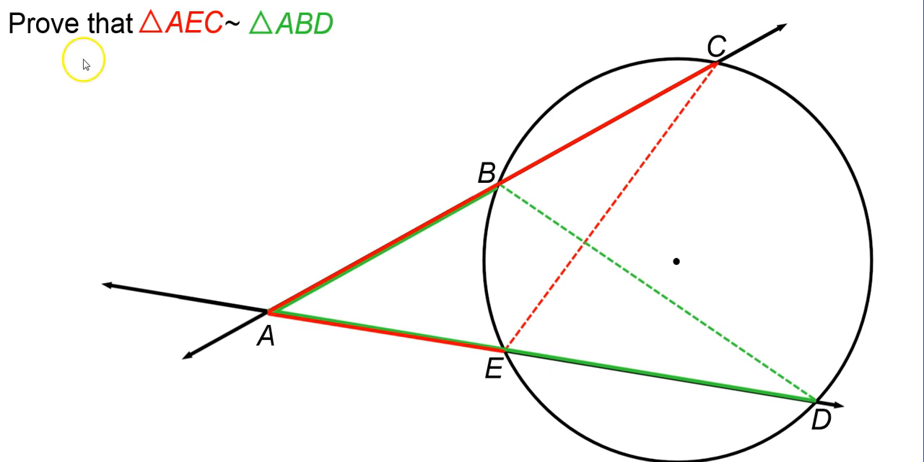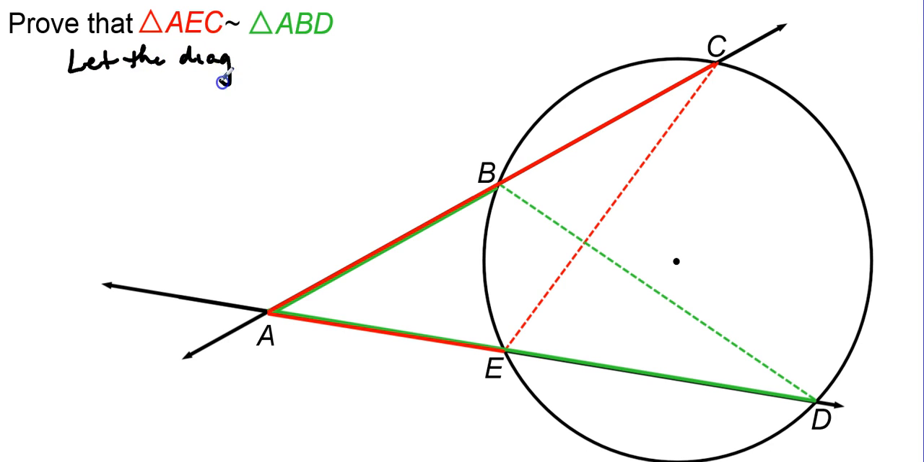So what we're going to start with is proving that these two triangles that I've created are similar. I just drew this dotted line from CE, and also the dotted line from BD. In our proof, we always start with the let statement. Our let statement for this particular one is let the diagram be given.